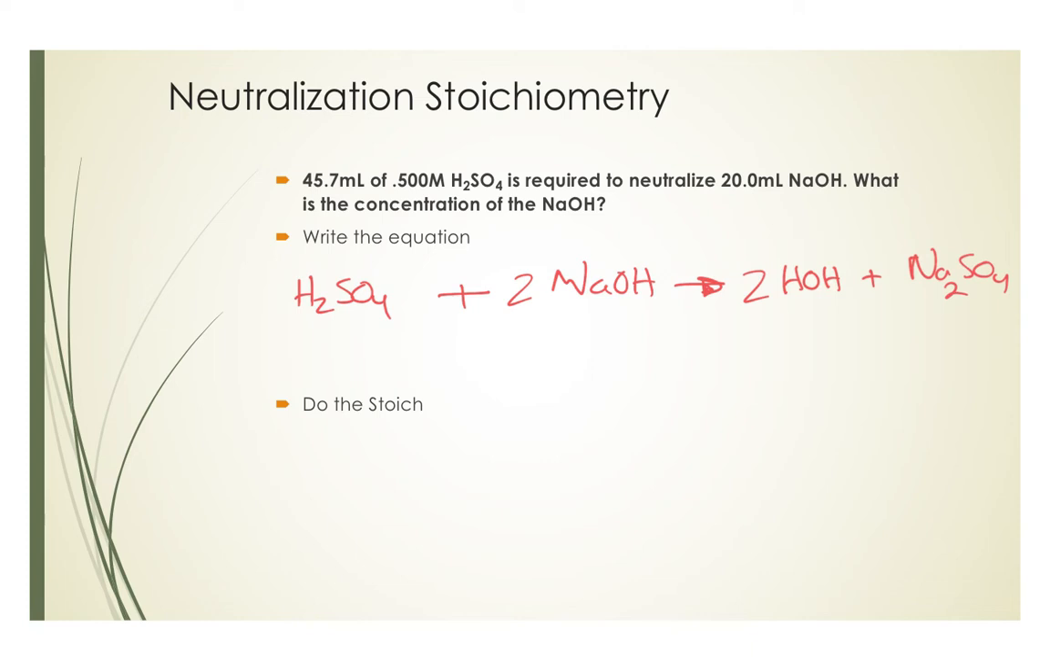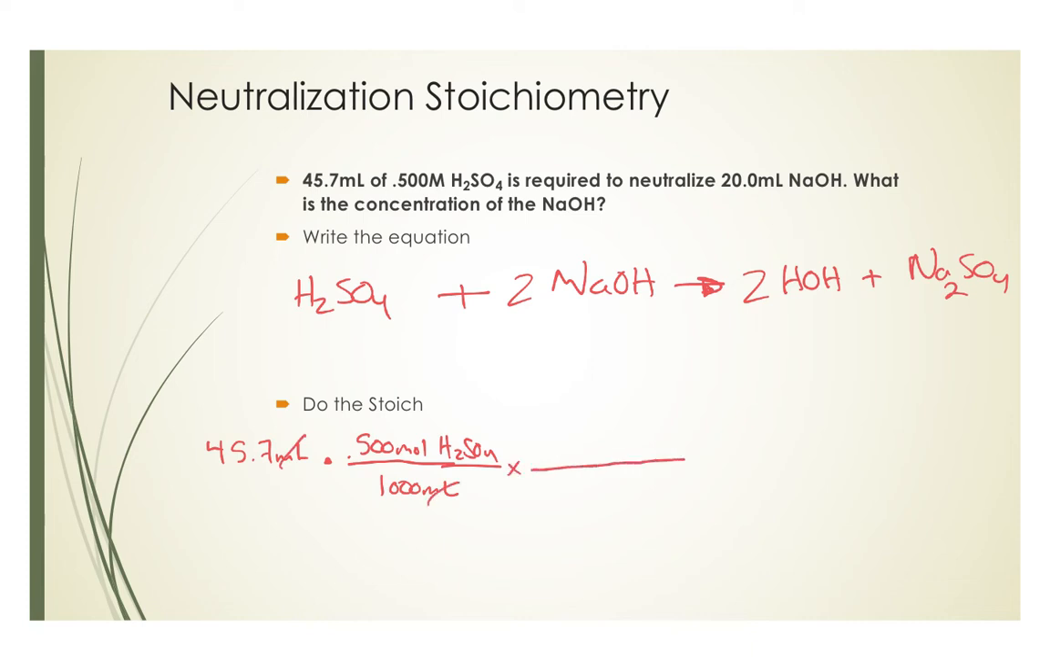Now we do the stoichiometry with this. First thing we need to do is start with the amount of the known. So 45.7 milliliters of known. Then we're going to take that and turn that into a number of moles of our known. So we know that this is 0.500 moles of H2SO4 per 1,000 milliliters, or 1 liter of H2SO4. That cancels out. Now we're at moles of that.